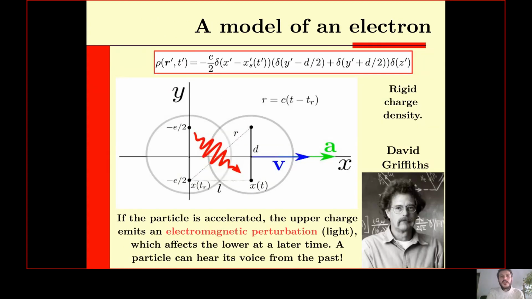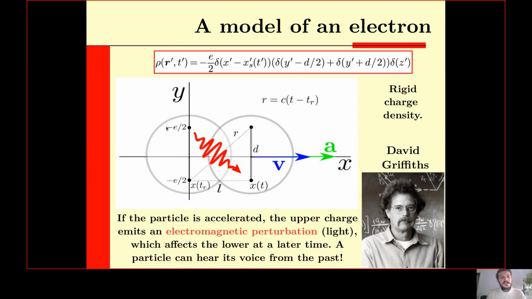The model of the electron we are going to assume was devised by David Griffiths, and you can read about it in his book on classical electrodynamics, Introduction to Electrodynamics. It's a very simple model which consists of a rigid charge density. We have two point particles. The extended body, I surrounded it here, but it's just made of two point particles at a fixed distance, so it's a rigid charge density. The distance between the particles is d.